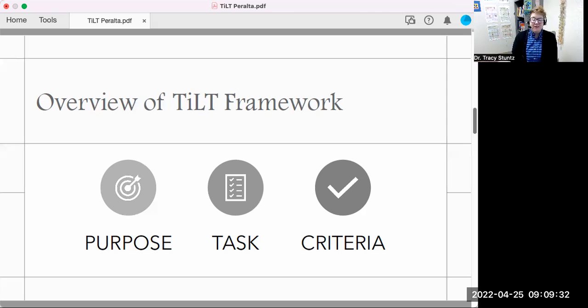Especially with online classes, it's so easy for those classes to get bloated. So when you're going through with the TILT framework and thinking about the purpose, task, and criteria of each assignment, it's really going to help you narrow down to the things that are the most important pieces in your class. So it is an equitable framework.